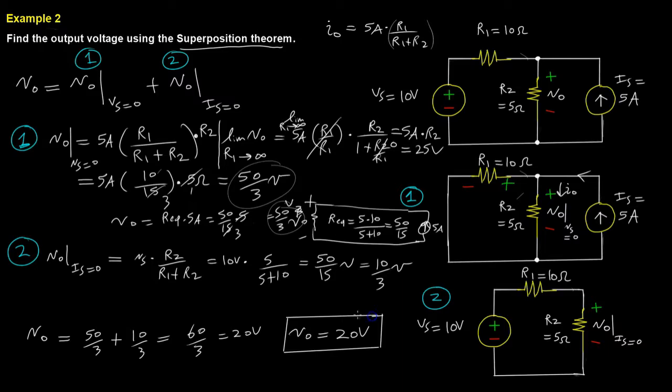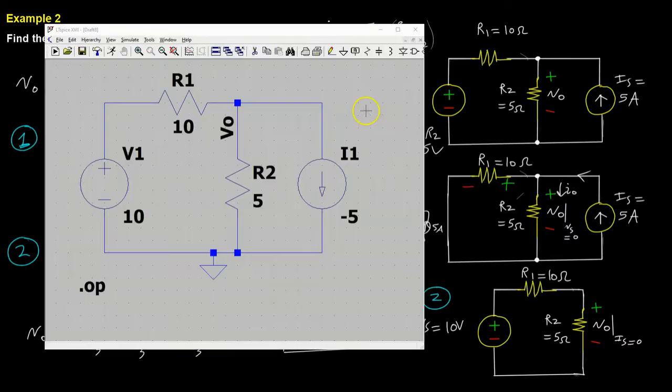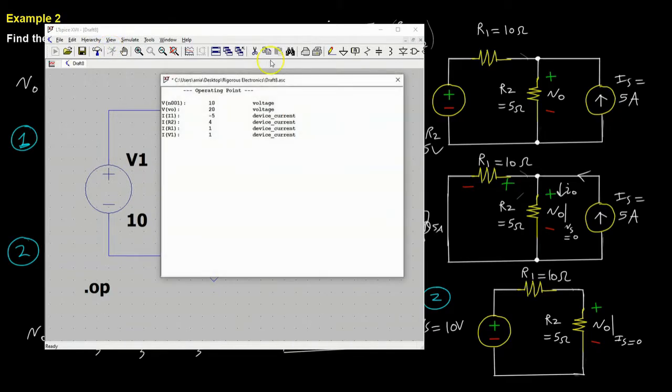Let's go ahead and verify this with LTspice. You can see the circuit here, a very simple circuit. I've labeled this node V out, and I'm running a simple DC operating point. I run it, look at V out, and I see 20 volts as expected.